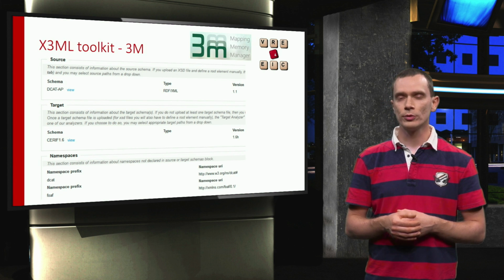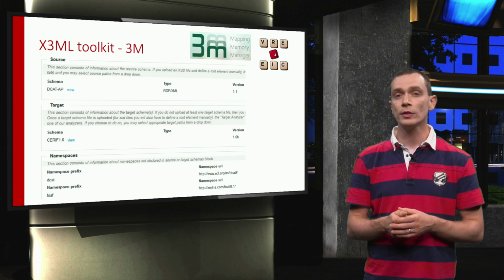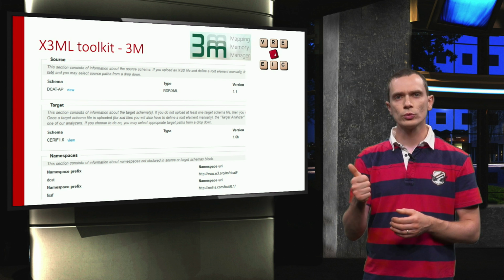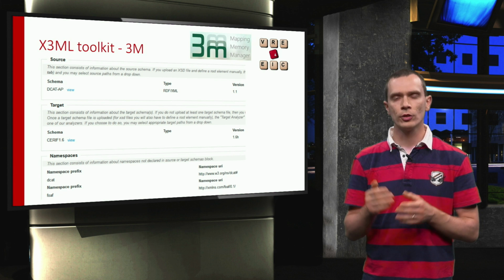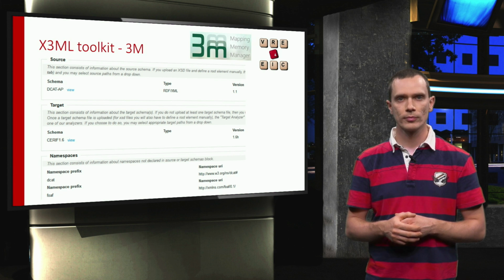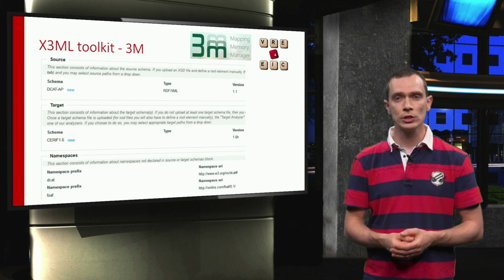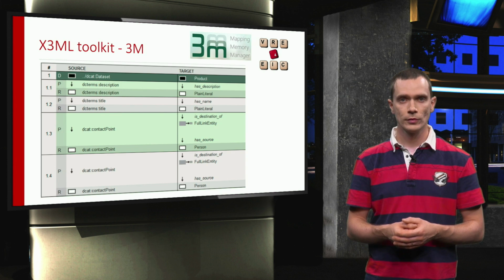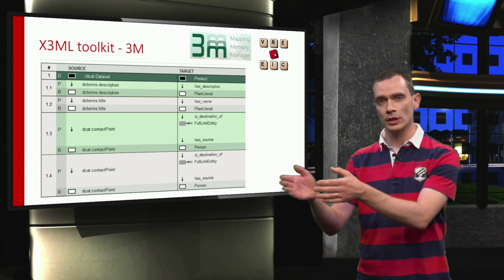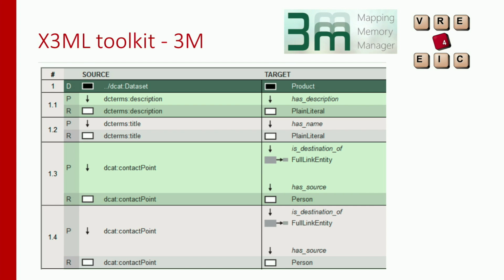When describing a matching using 3M, the first step is to define the context. What are the source and target schema, and the various namespaces that will be used. 3M will automatically parse the two schema to help us during the definition of the matching. The second step is to define the matching from source entities to target entities. Entities are matched using the D element of 3M, D for domain. In this example, we match a DCAT dataset to a Serif product.